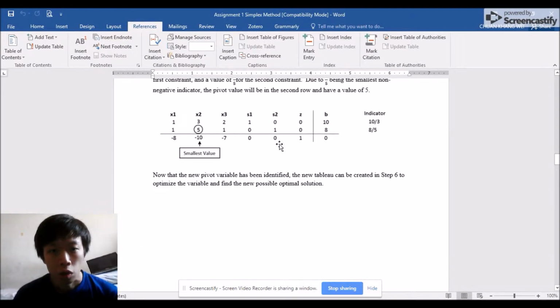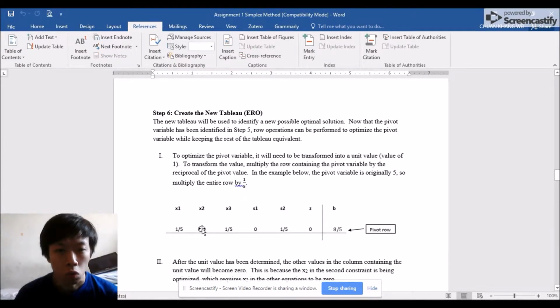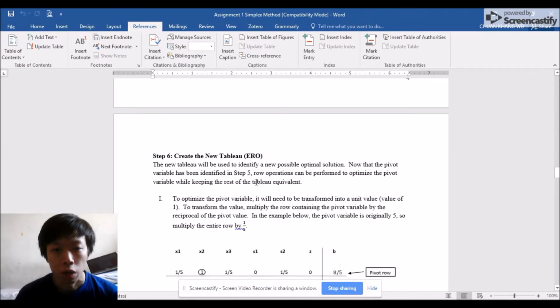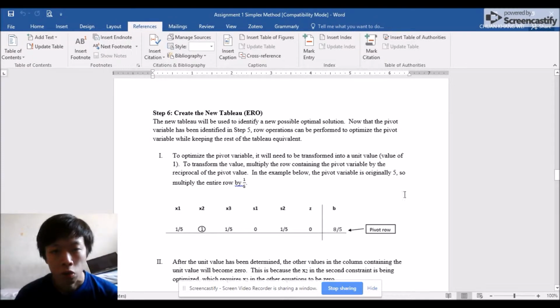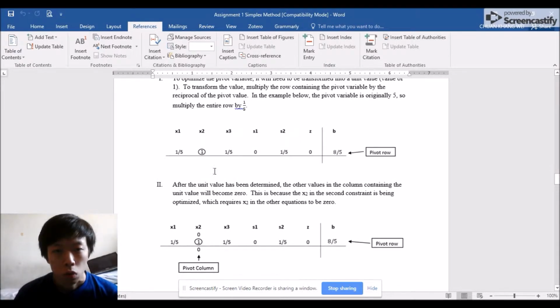Initially, this is the second row equation, which is made up of 5x2. So we need to reduce it to a coefficient of 1. By doing that, we need to multiply the whole row by 1 over 5. Each value needs to be multiplied by 1 over 5, and we get this new second row, which is the new pivot row. From the pivot row, we need to make the other rows have 0 coefficient in the variable x2.